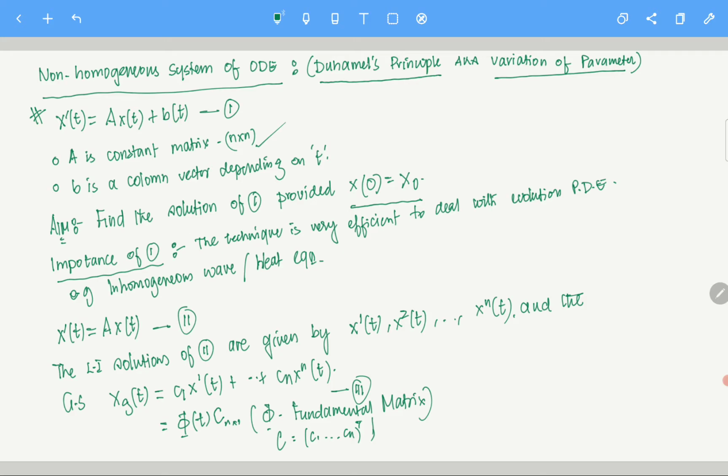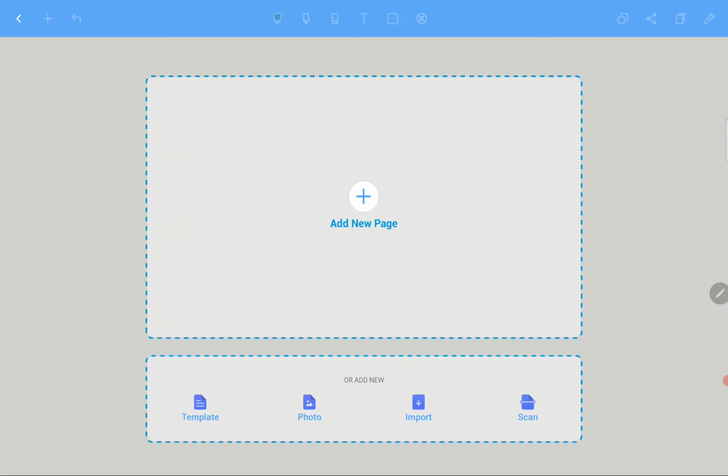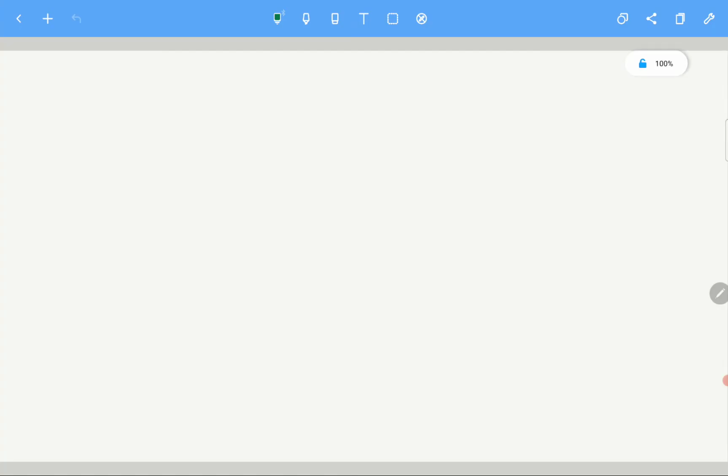Now what we are going to do is vary the parameter. So basically we are going to vary C. Here, let us assume that x of t, which is the solution, solves 1, and x of t looks like this.